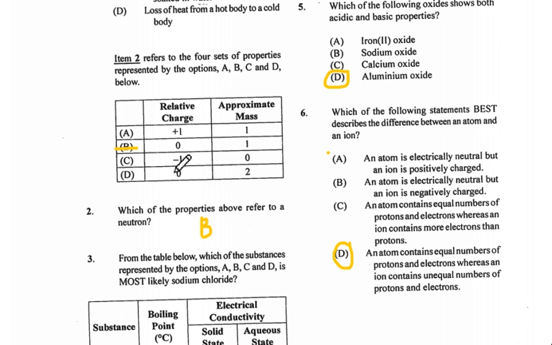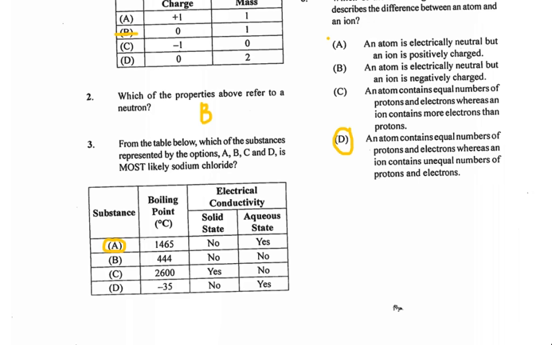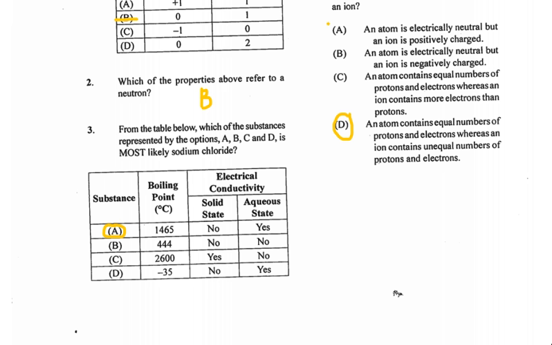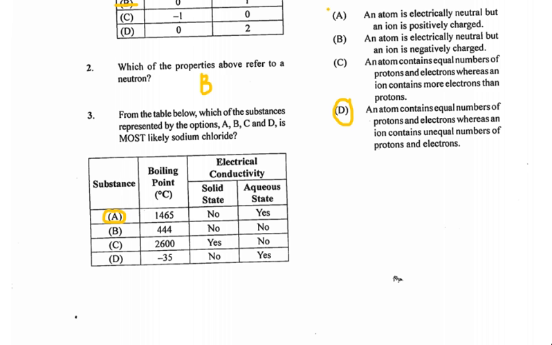So for relative charge, we have no charge, and we have a scale of 1 for mass right here. All right, this is a repeat question as well, guys. I'm just going through this real fast. Number 3, from the table above, which substance represented by the options A, B, C, and D is most likely sodium chloride? So this one is a repeat too, guys.